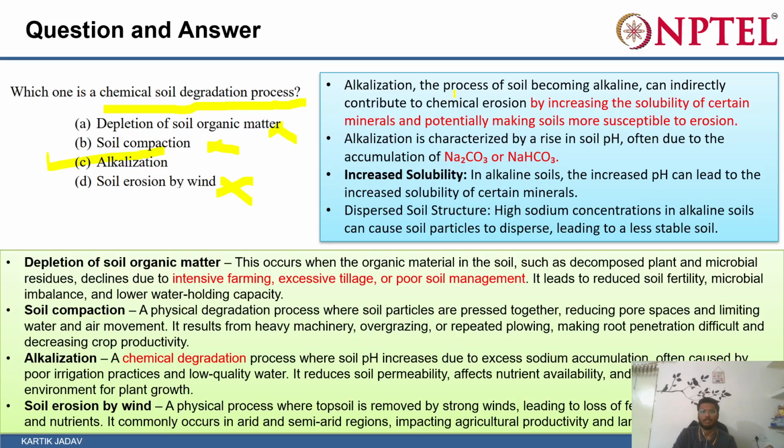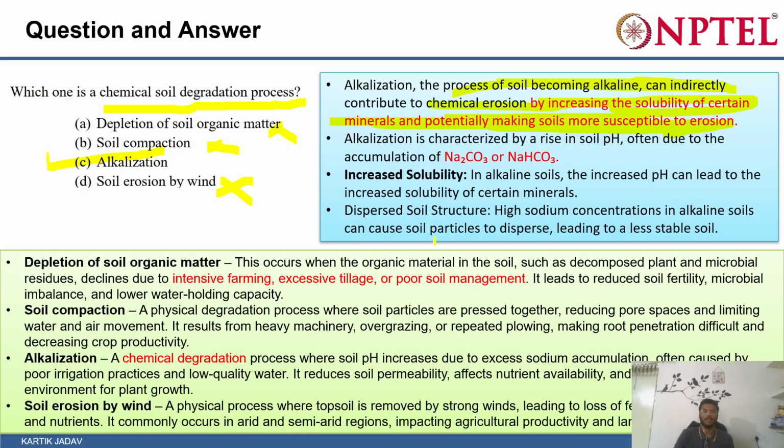Alkalization is a process of soil becoming alkaline, which can indirectly contribute to chemical erosion by increasing the solubility of certain minerals and potentially making soil more susceptible to erosion. And alkalinity is characterized by a rise in soil pH, often due to accumulation of sodium carbonate and sodium bicarbonate that increase solubility and disperse the soil structure.